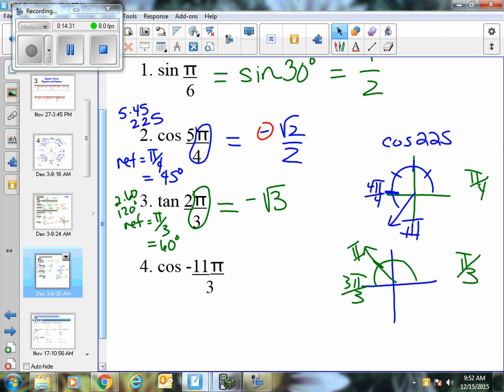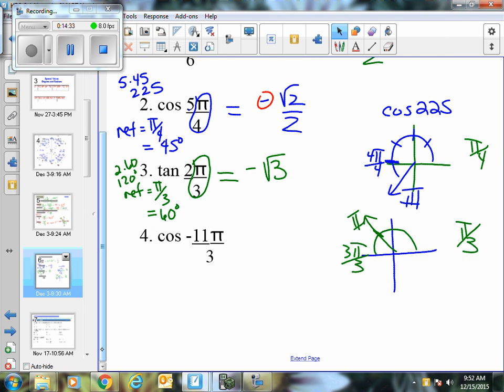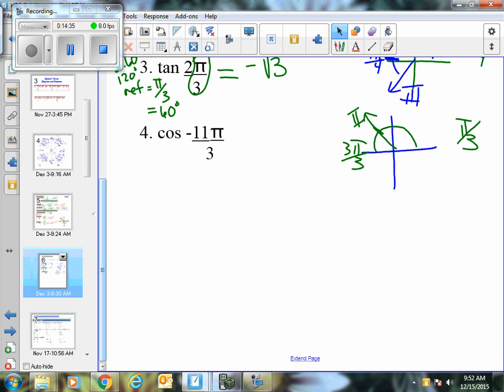So however it's easier for you to think about it. Okay, let's talk about this last one, number 4. This one kind of bothers people because there's a little bit more to it. First of all, it's negative, so that kind of freaks people out. And it's a big number, right? 11, but we still have a reference angle we can look at.